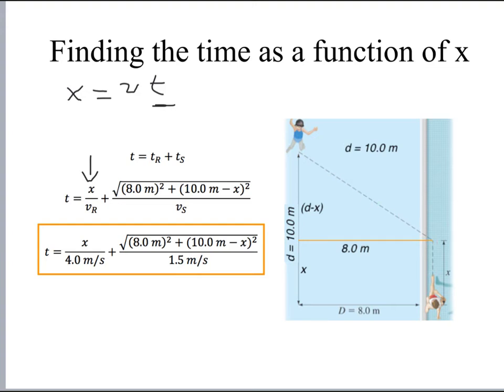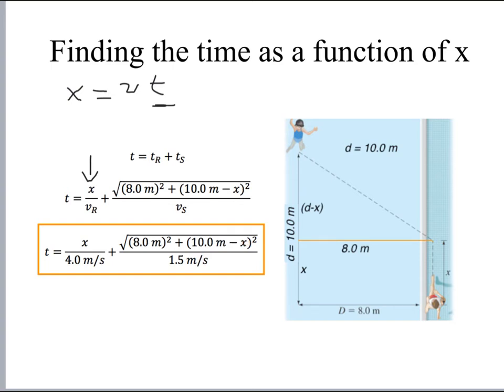And so when you plug in all the numbers for the velocity that the person has running and the velocity that the person has swimming, you get t is equal to x over 4 meters per second, plus the square root of 8 meters quantity squared plus 10 meters minus x quantity squared, all divided by 1.5 meters per second. And so if you plug in different x values, that will tell you what the total time is and how it changed. So I could literally plug in x equals 2 meters here and there, and see what the time is.